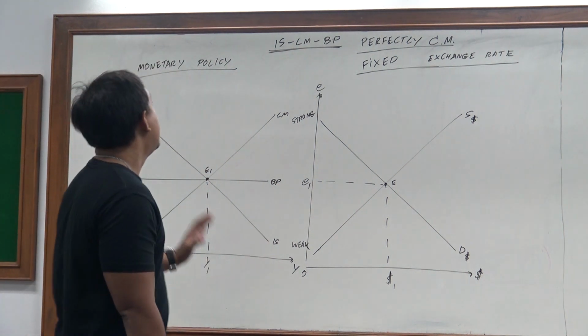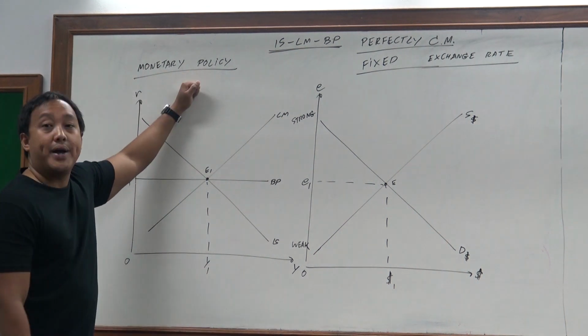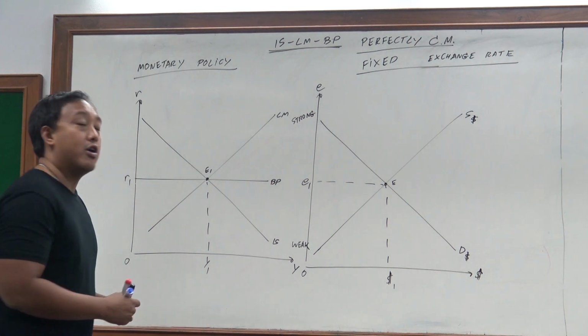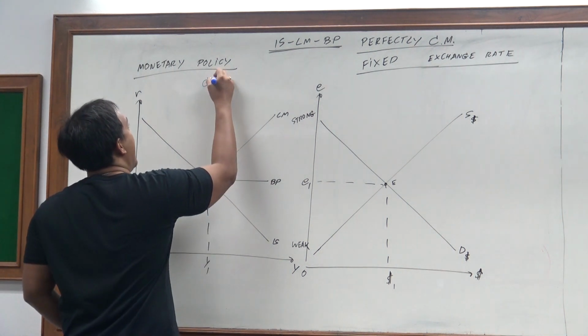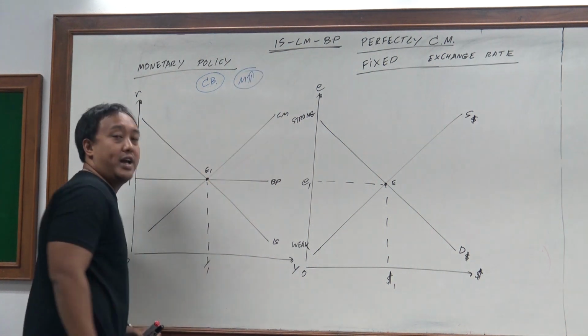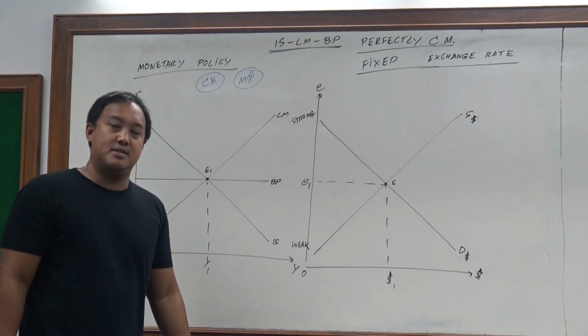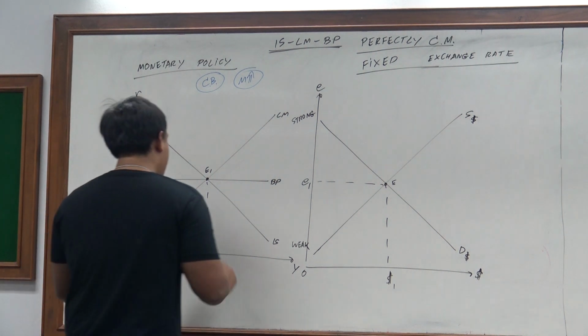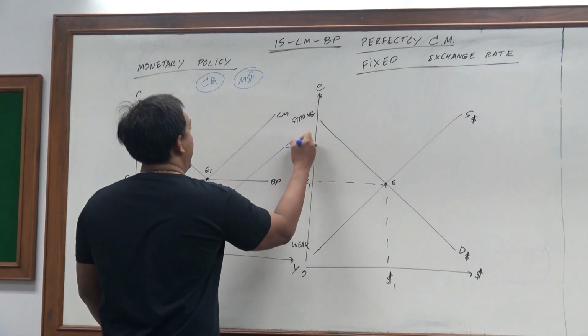Okay, starting point. So here we're going to focus on monetary policy. When the economy is bad, the central bank can stimulate the economy by injecting more money into the economy, increasing M. If the central bank increases M, the LM curve will shift to the right.